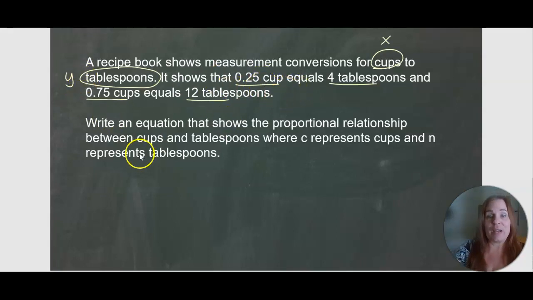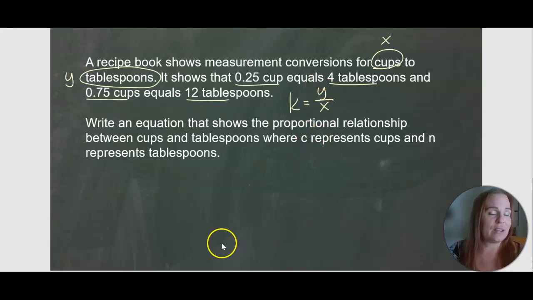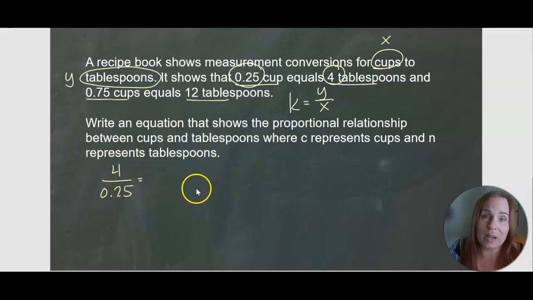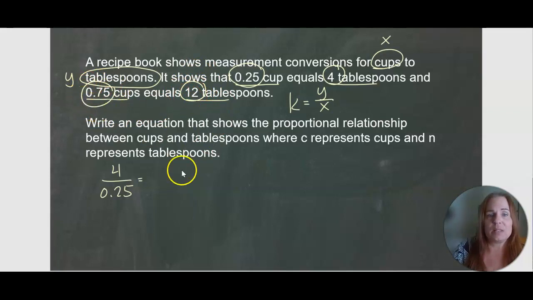So that means to find my constant of proportionality, remember, I'm going to do Y divided by X every time. So for the first relationship, I'm going to do the tablespoons divided by cups. So that's going to be 4 over 0.25. Now I could just use that one. I could also use 12 divided by 0.75.